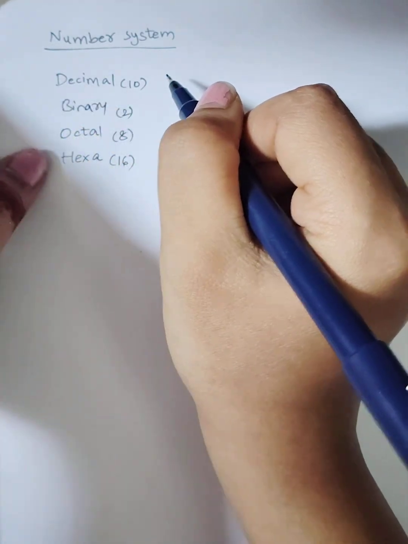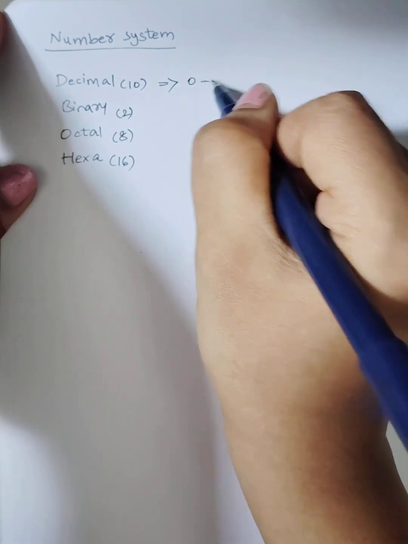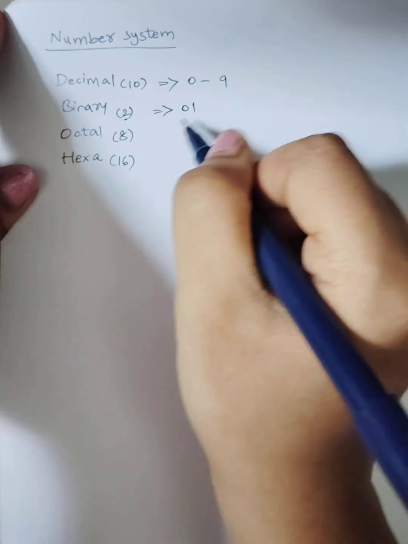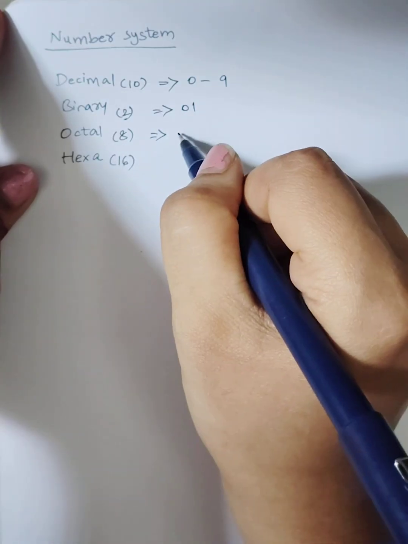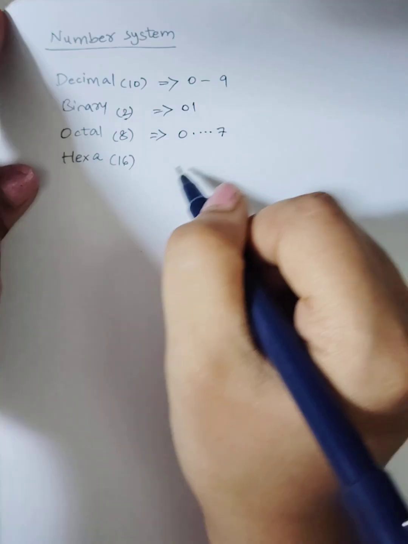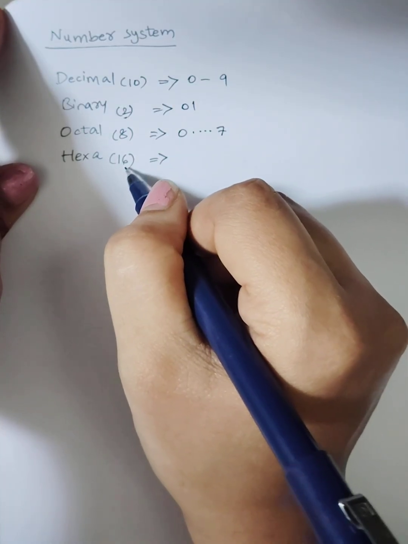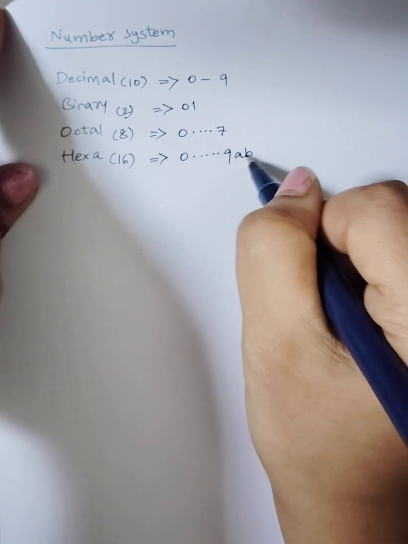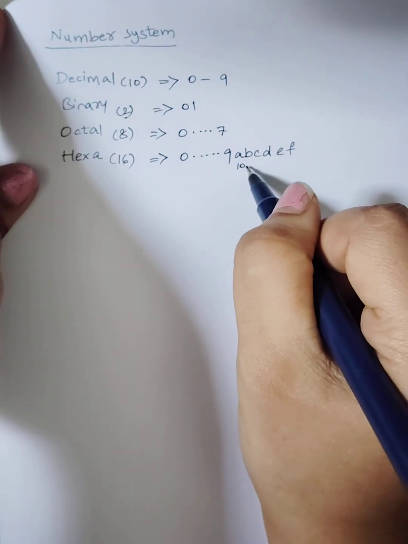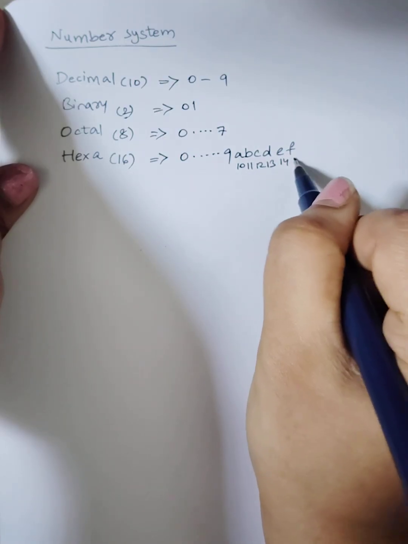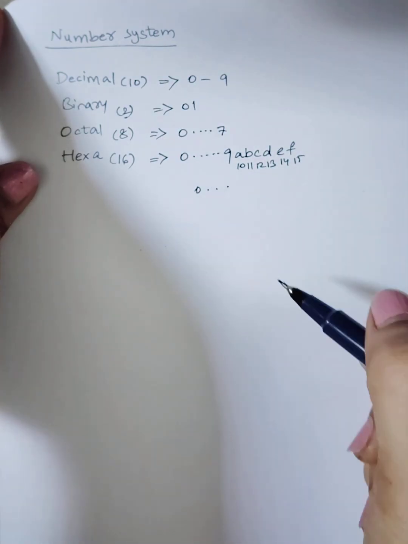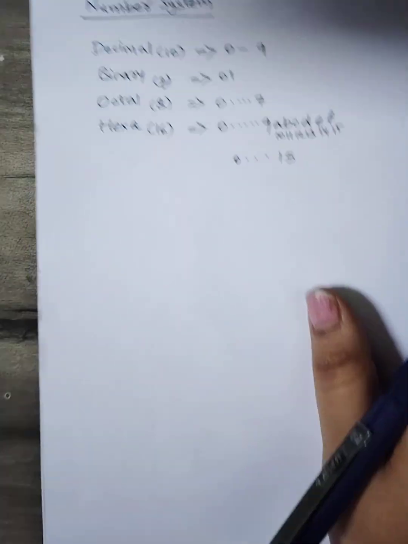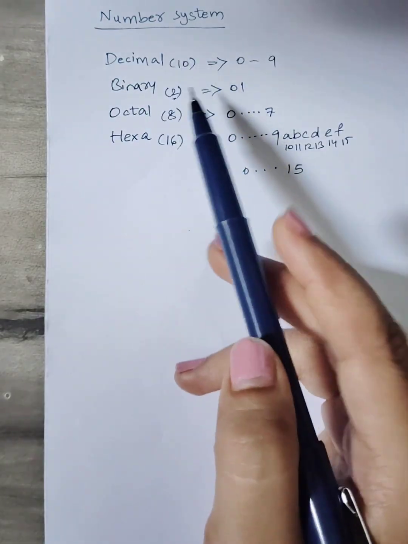So, as decimal's radix is 10, you can represent it from 0 to 9. Binary's radix is 2, you can represent a binary number with zeros and ones. As octal's radix is 8, you can represent an octal number from 0 to 7. And hexa's radix is 16, so you will represent it from 0 to 9. After 9, it will be A, B, C, D, E, F. A's value is 10, B is 11, and so on till 15. So you can represent a hexa number from 0 to 15.